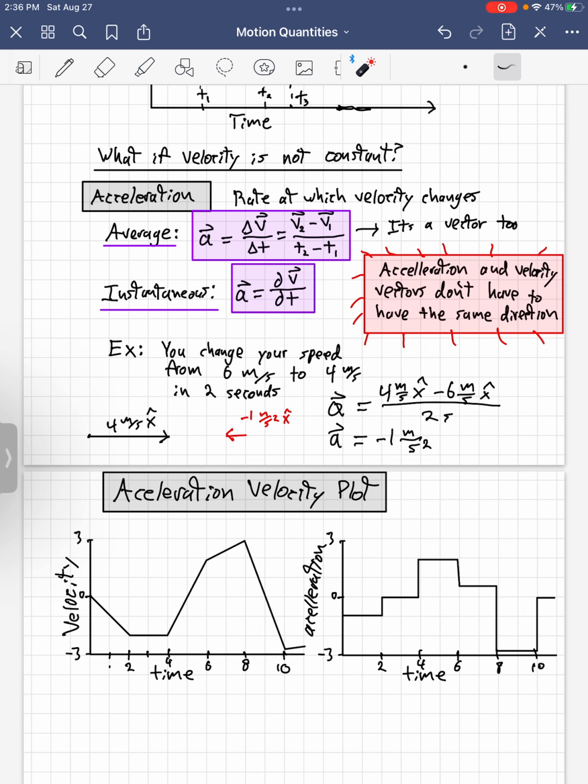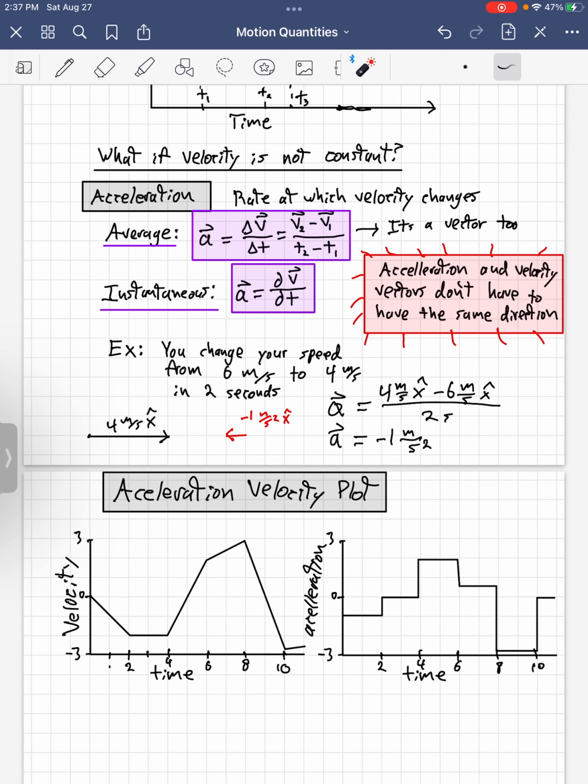All right, so average acceleration is defined as the change in velocity over some delta t, right? And to get that, you would take the velocity at time 2, subtract the velocity at time 1, and then divide by the change in time. And acceleration is also a vector. Similarly, we can think about the instantaneous acceleration and take the derivative of the velocity as a function of time.